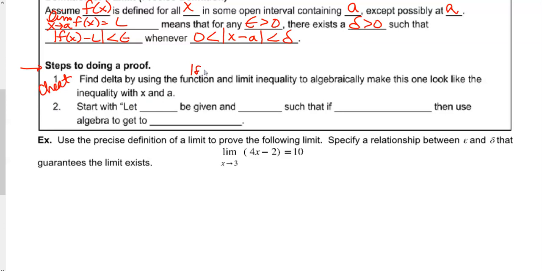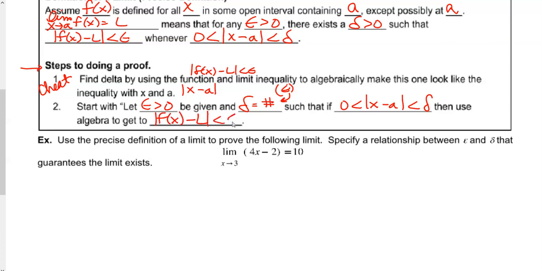And we're going to look at the absolute value of f of x minus L less than epsilon to make it look like the absolute value of x minus a, using some algebra techniques. And then, to do your proof, this is what I want you to start with. We're going to say let epsilon greater than 0 be given, and delta equals something in terms of epsilon, okay? So I'm going to say delta equals some number. It's going to be in terms of epsilon. You're going to have an epsilon in here. Such that if 0 is less than the absolute value of x minus a, which is less than delta, that's going to be my start. Then we're going to use algebra at that point to finish at the very end with this inequality.